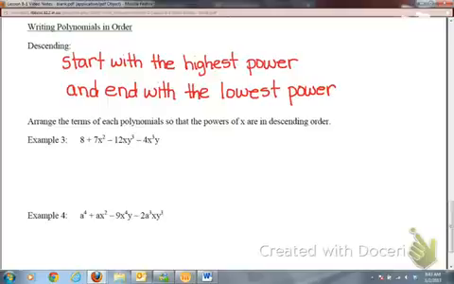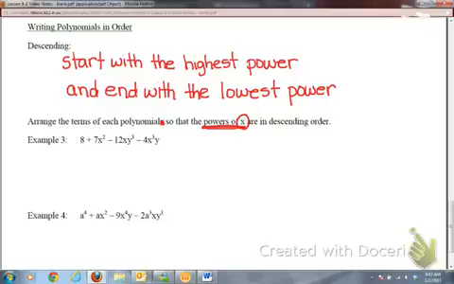I think you'll like this part. You just have to be careful. So the directions here say arrange the terms of each polynomial so that the powers of x are in descending order. Now, it is important that you know that we're talking about the powers of x, especially in example number 4, when you have 2 or 3 different variables. You might think, well, what variable am I supposed to go by? And we usually just go by the powers of the x letter, the variable x.